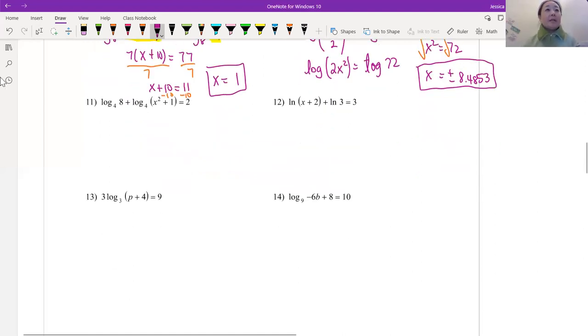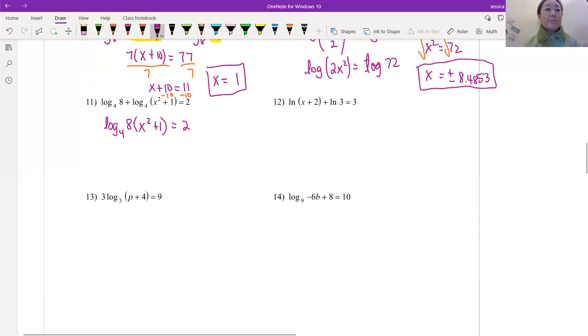All right, number 11, what do we have here? Oh, this is a little bit different, but I notice I have 2 logs on one side, so I'm going to combine those. Always try to combine if I can, make it as simple as I can. So log base 4 of 8, and this is multiplying, right? So times x squared plus 1 is equal to 2.